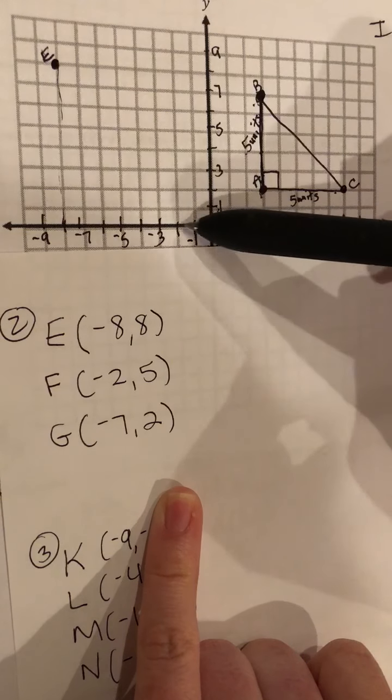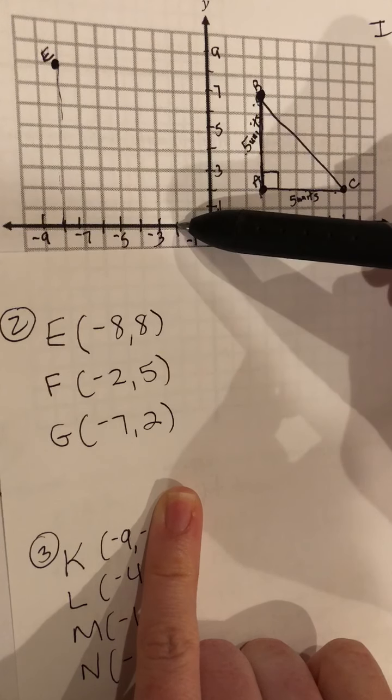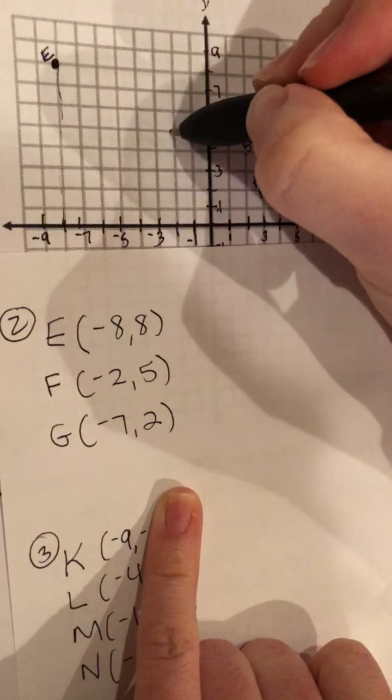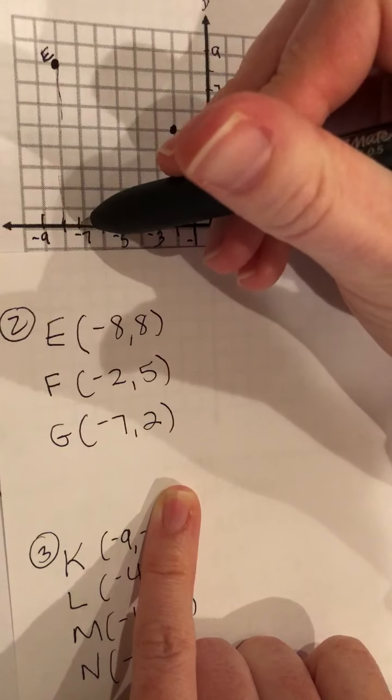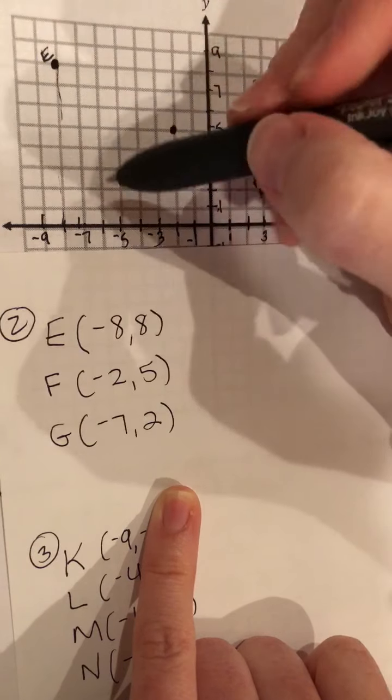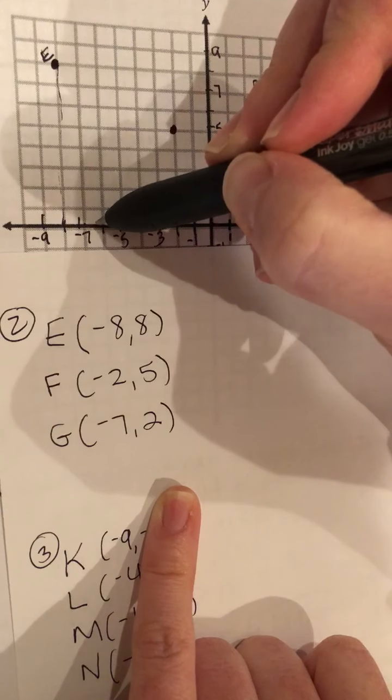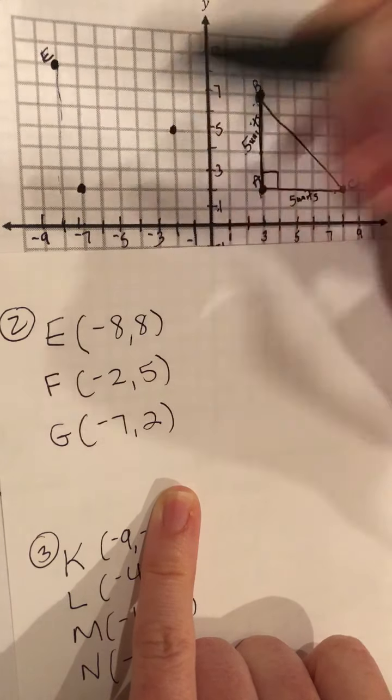F is at (-2, 5). And (-7, 2), it's right here. My tick is off a little bit. (-7, 2).